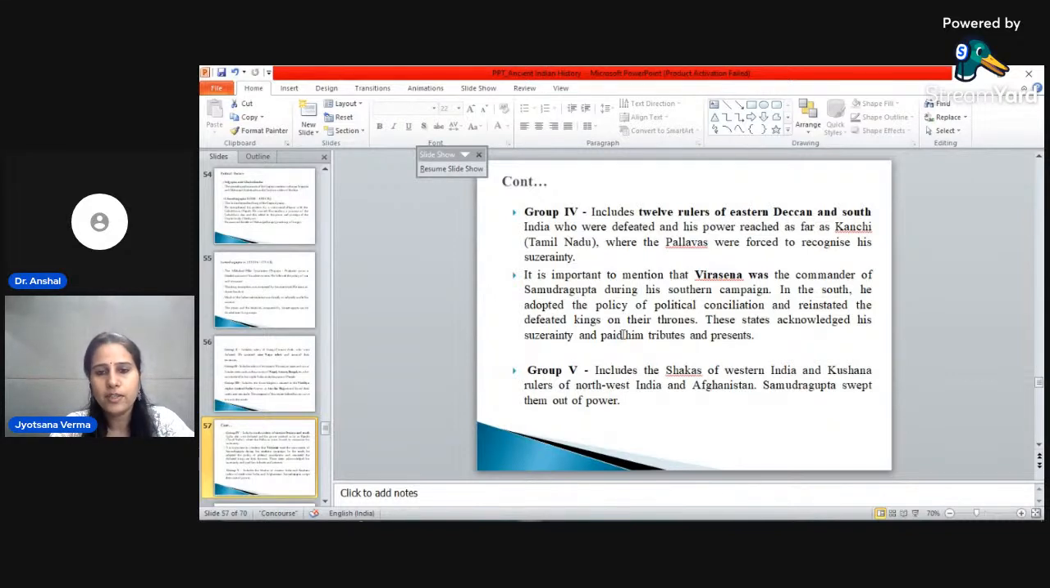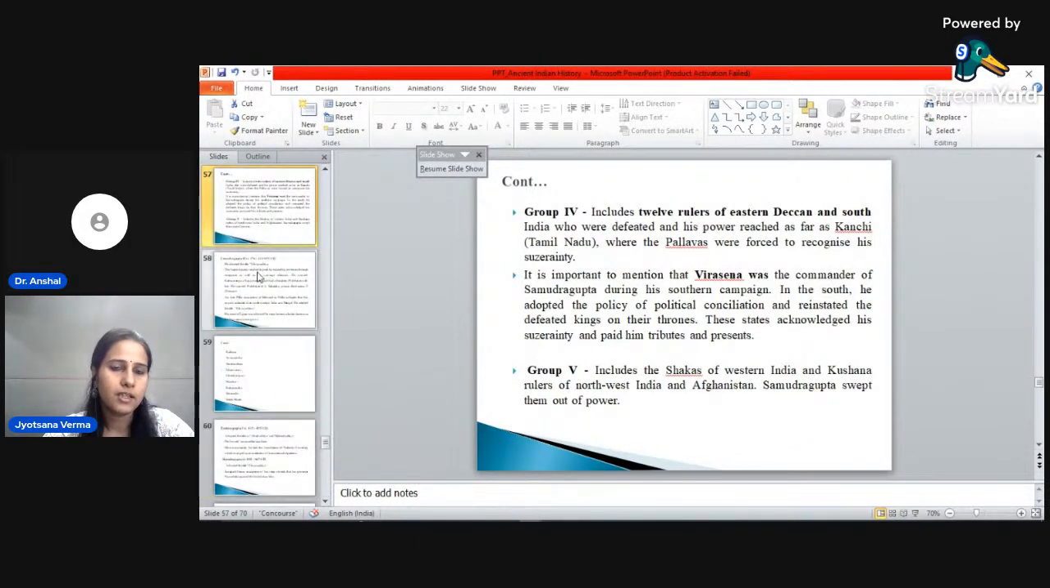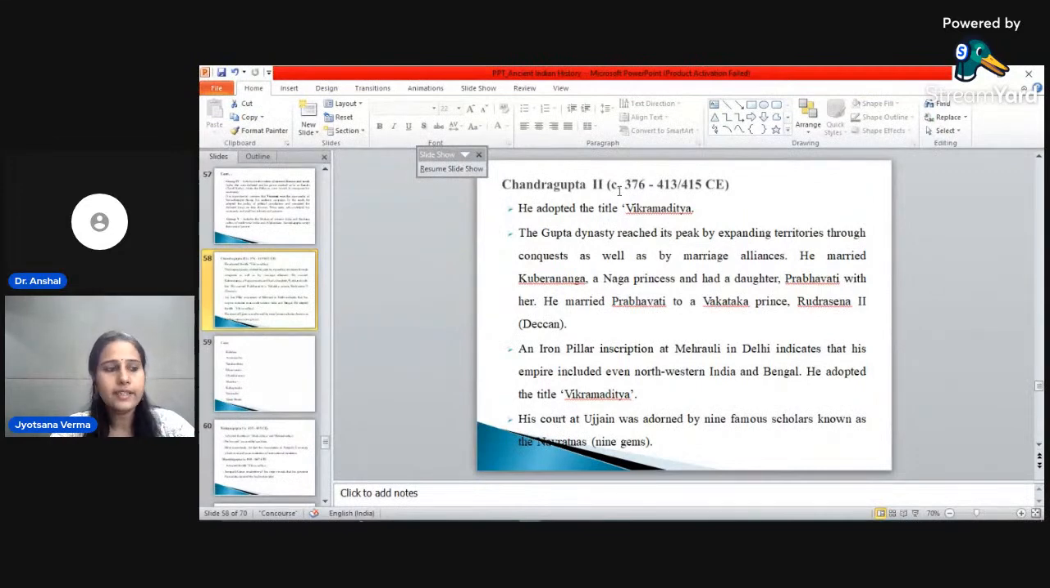And group five includes the Sakas of Western India and the Kushan rulers of Northwest India, and this also covers Afghanistan. Samudragupta swept them out of power. So these five groups show the victories of Samudragupta.